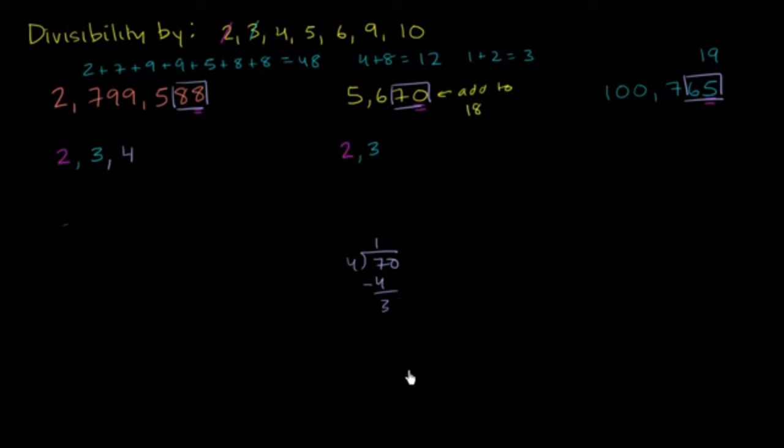Now let's move on to 5. And this, you're probably already very familiar with. If your final digit is a 5 or a 0, you are divisible by 5. So this one is not divisible by 5. This one is divisible by 5. You have a 0 there. So this is divisible by 5. And this, you have a 5 as your ones digit. So once again, this is divisible by 5.